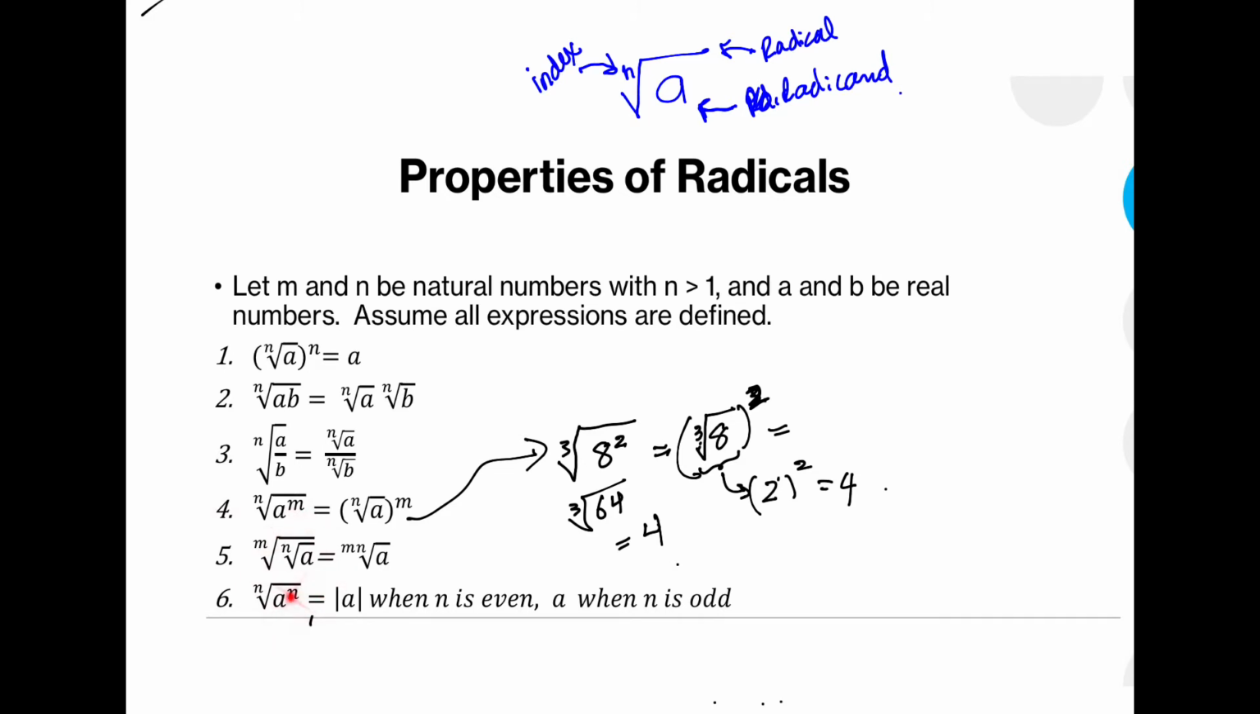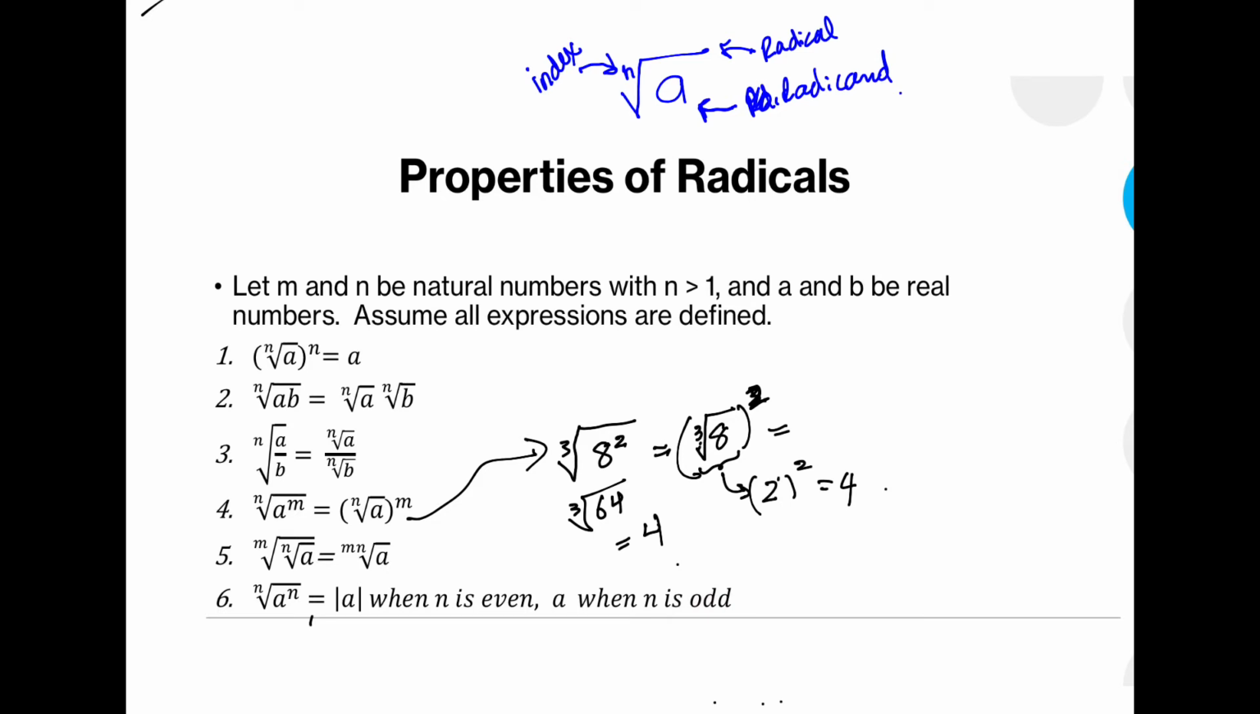Also, when we're taking the nth root of a to the n, this again goes back up to here, and this property tells you that the power and the index are the same. So just like up here, we get the absolute value of a. In other words, it'll always be positive if n is even, but it'll be just whatever a is if n is odd. This is important because when we move out of square roots into cube roots and otherwise odd roots, we actually can have negative outcomes.